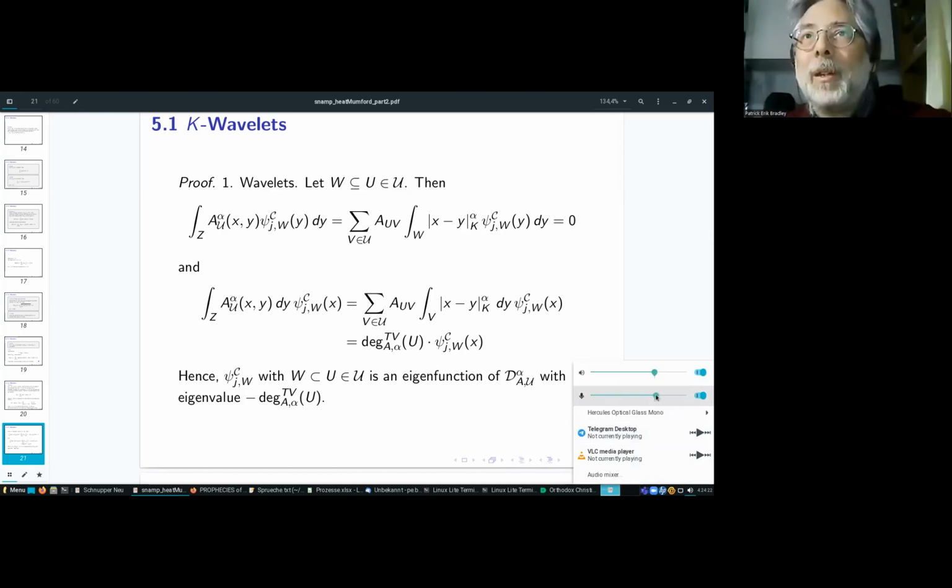If the wavelet is inside, then you see that this integral that you have here vanishes. This is because of the property of our wavelet, and if it's outside, then you just find you're multiplying with the degree of U, and so the wavelet is an eigenfunction of our operator with eigenvalue the negative degree of U.